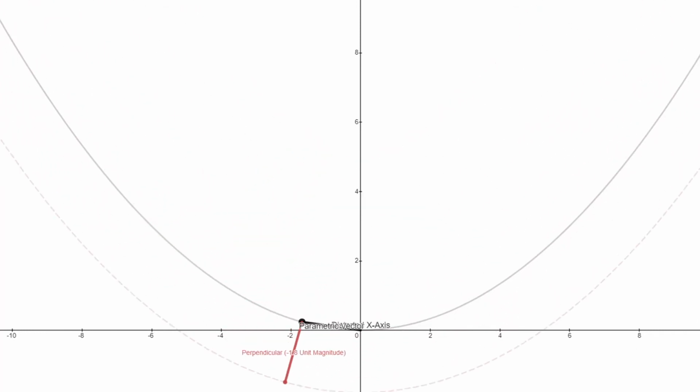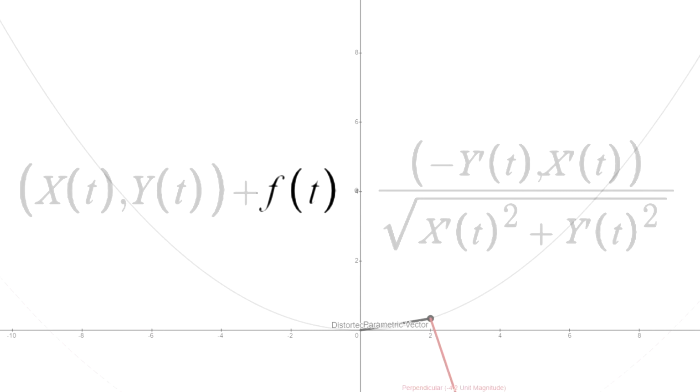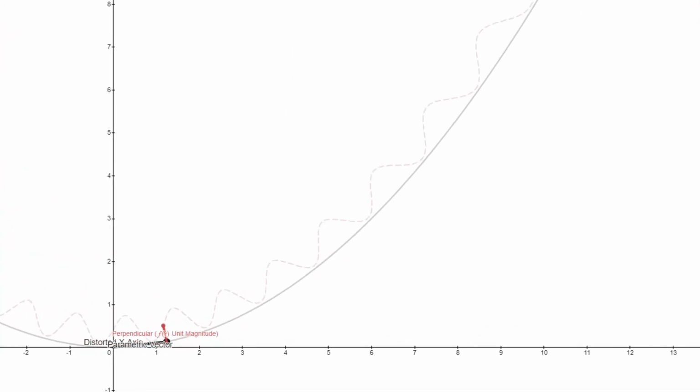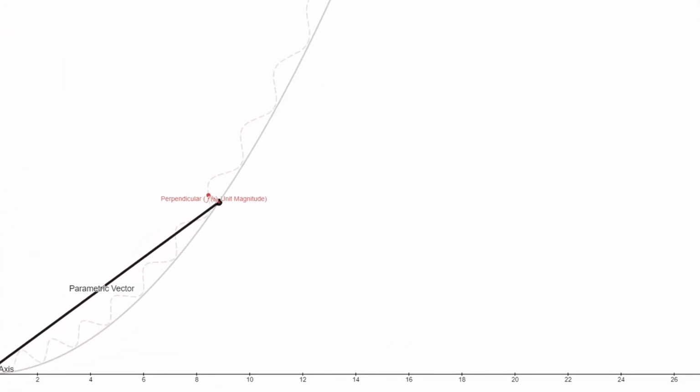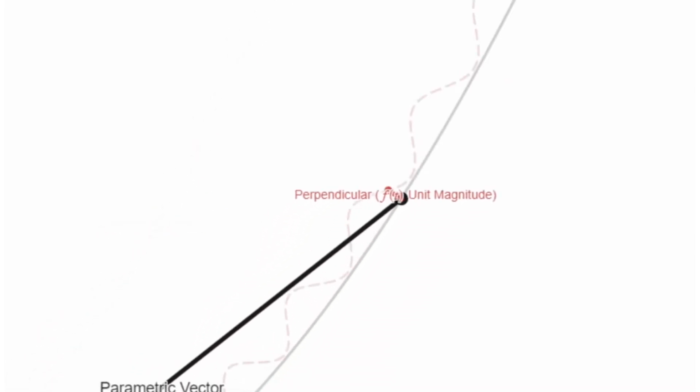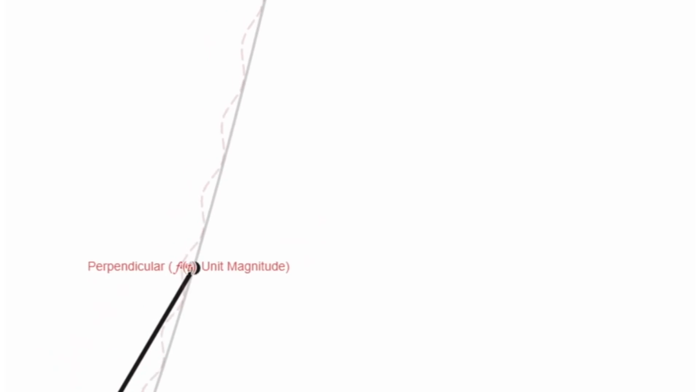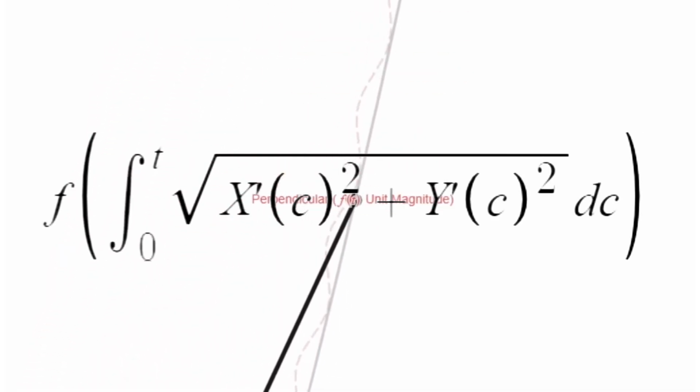And hey, you know what? What if we just assign f(t) without the integral to control the magnitude? Well, it would look like this, the resulting curve that we wanted, but with one problem. The resulting curve is not evenly spaced out, and stretches as we go further off the parametric curve. And this is where the integral makes an entrance.